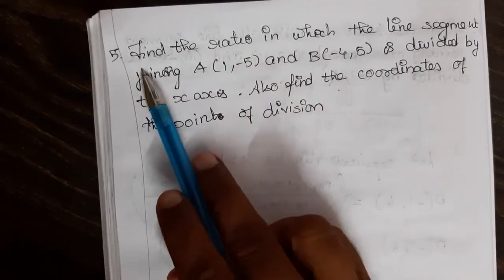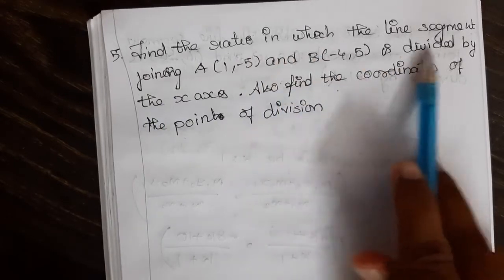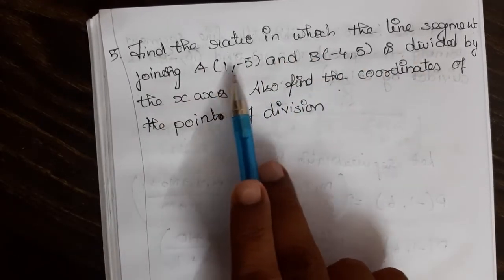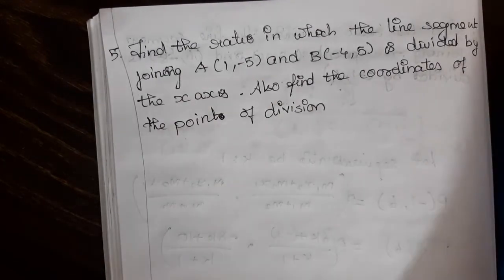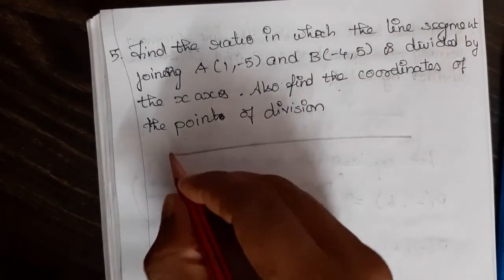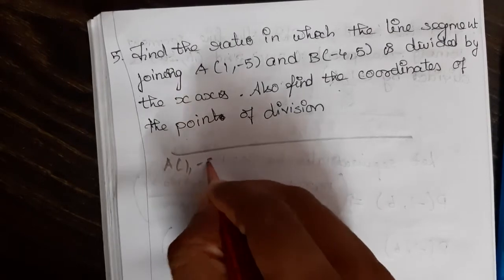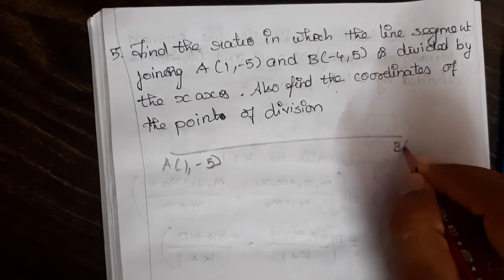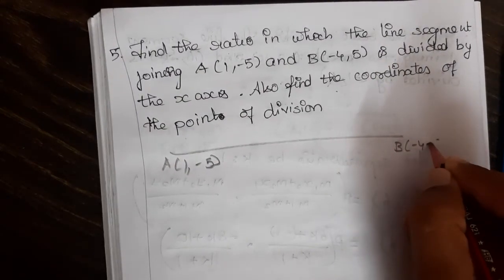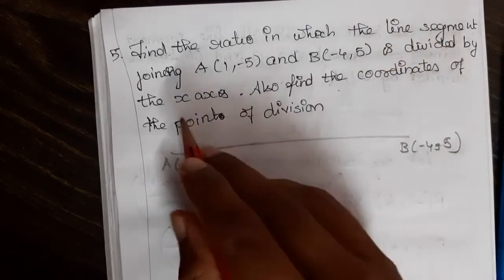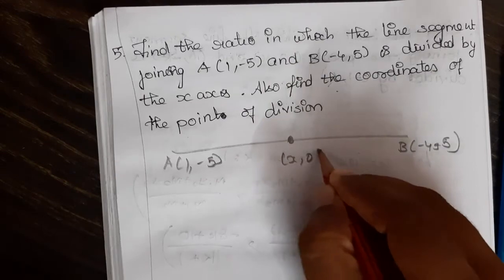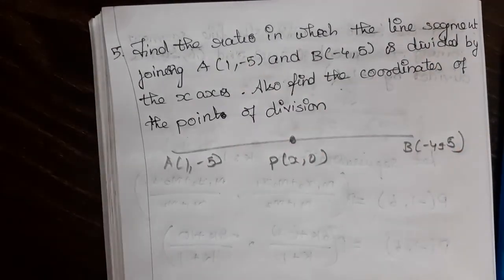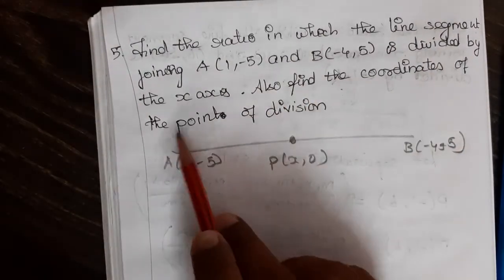Here we go for the next problem. Find the ratio in which the line segment joining A 1 comma minus 5 and B minus 4 comma 5 is divided by the x-axis. There is a line segment. The point A is 1 comma minus 5 and B is minus 4 comma 5, and it is divided by the x-axis. X-axis means the point will be x comma 0, right? So we consider it as P, and also find the coordinates of the point of division.